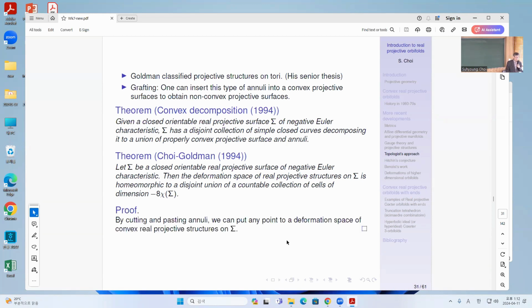Okay, so the basic idea is that if you have any closed real projective surface, since you can obtain it by taking this grafting with annuli, you can remove these annuli to make it into properly convex ones. And the properly convex projective structures were classified by Goldman, so you can use that to obtain this result here. Okay.